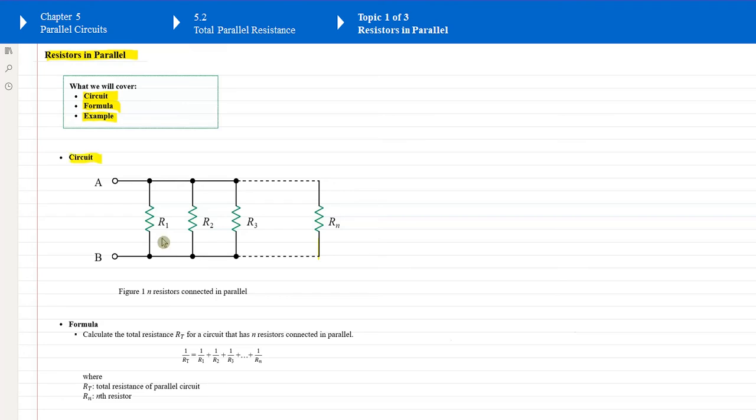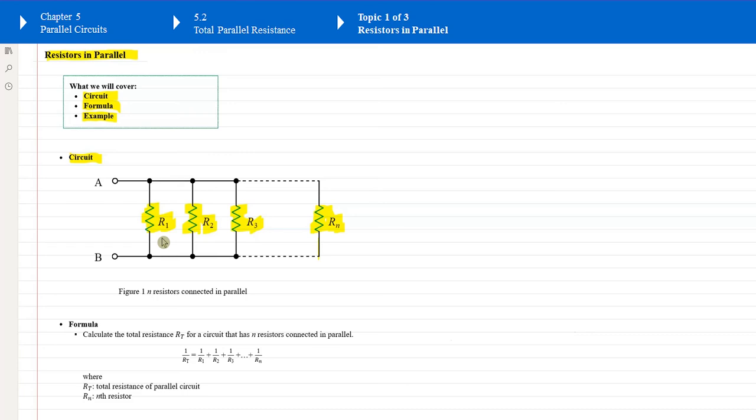So here is that circuit. The circuit has resistor R1, which is this resistor, R2, R3, and all the way to Rn, this resistor, where n is the nth resistor. For example, if n equals 10, that means the circuit has 10 resistors, and this is the 10th resistor. Of course, a parallel circuit doesn't need to have many resistors. It may have two resistors connected in parallel, so n can be 2, or 3 resistors connected in parallel, so n can be 3.